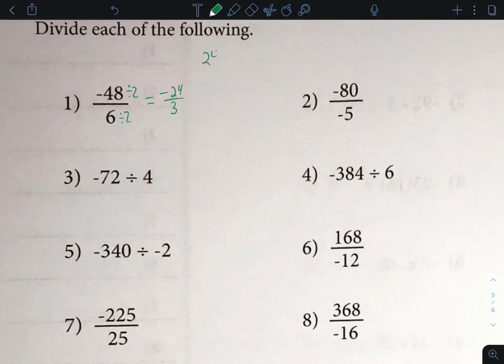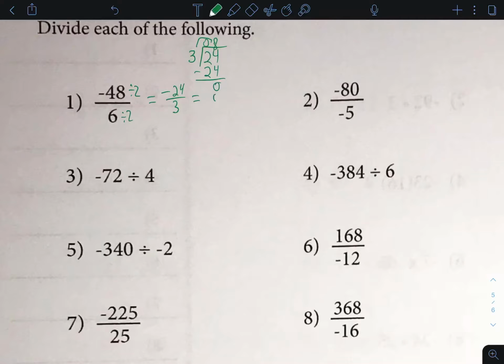And then with that fraction, I can do the top number divided by the bottom number. You don't have to worry about the signs whenever you're doing this straight long division. 3 does not fit into 2. 3 fits into 24 8 times. 8 times 3, you do the top number times the front number. 8 times 3 makes 24. We subtract 24 minus 24 to get 0. So negative 24 divided by 3 is equal to 8. But because that 24 is negative, the answer is negative 8.